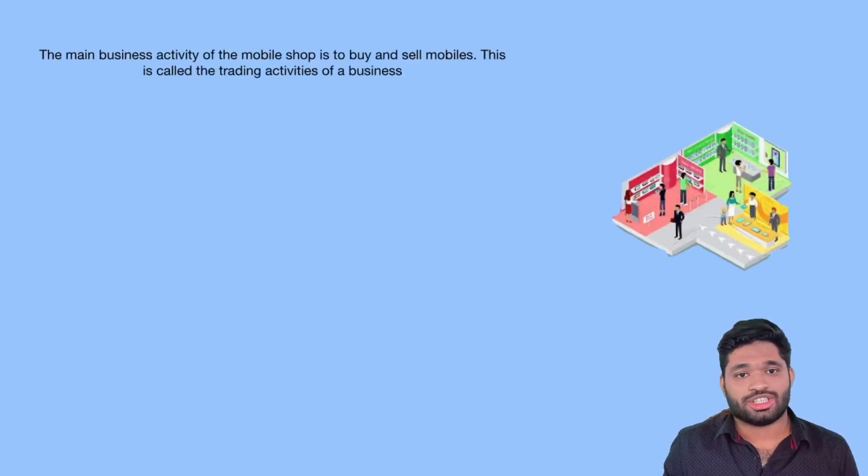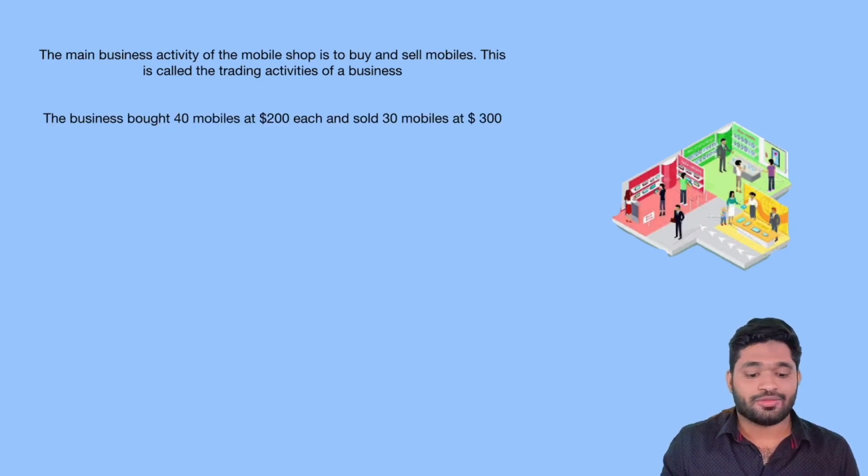Similar for an organization, there are different tiers in which we can see these activities. The main business activity for a business is the trading activities, where we buy and sell goods. Let's say you start a mobile store. Now the mobile store is buying 40 mobiles at $200 each, and they only sold 30 mobiles for $300 each, right?